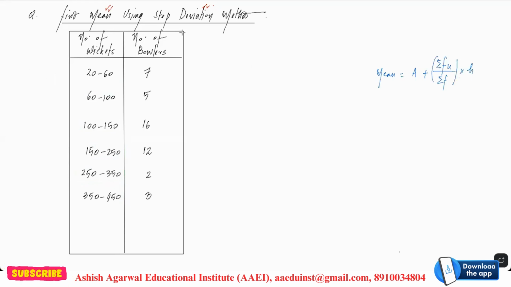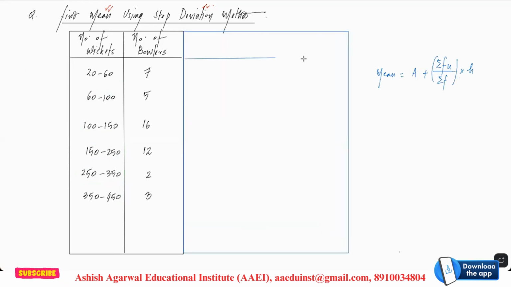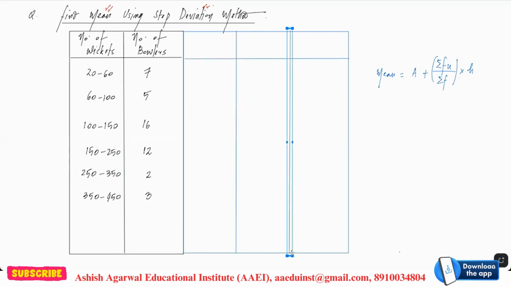और हमें कुछ एडिशनल कॉलम्स ऐड करने होते हैं. हम 3 कॉलम्स ऐड करते हैं. That we shall make. The first column is for x, second column is for u and the third column is for fu. x हम कैलकुलेट करेंगे, फिर we will calculate u using the formula x minus a by h, and finally we need to calculate fu. Correct?